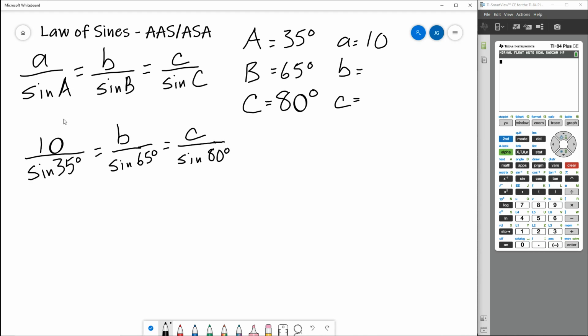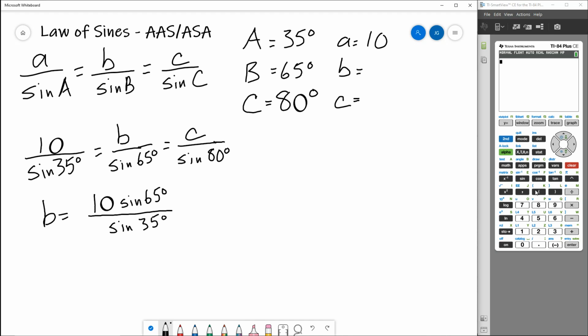And from that, I can cut this up into two equations that allow me to solve for b and c. So in the first case, my b equation is going to be b is equal to 10 times sine of 65. That's what I'm going to bring over to the other side in this equation. And that's all going to be divided by sine of 35 degrees. Okay? And then we can plug this into the calculator.